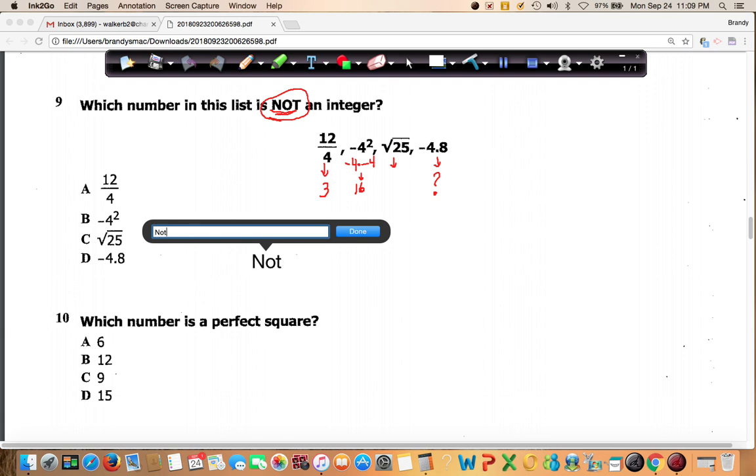Not a fraction, not a decimal. Integers: not a fraction, not a decimal. It's a whole number that's positive or negative. So now I want you to figure out which one it is. Pause the video, write all this good stuff down, mark it, and let's move on to number 10.